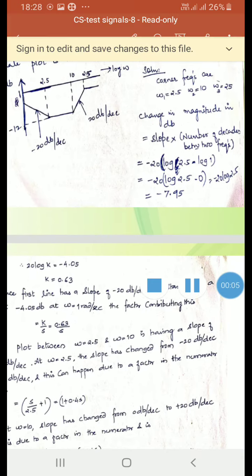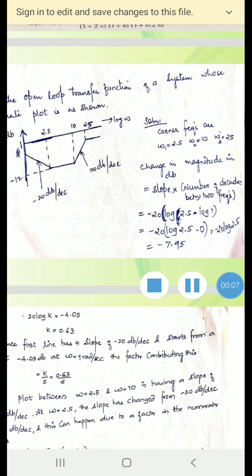So students, in this lecture, we'll take one more problem. The statement of the problem is: find the open loop transfer function of a system whose approximate plot is as shown. So we'll see that. Then the solution is, we'll find out log of w.